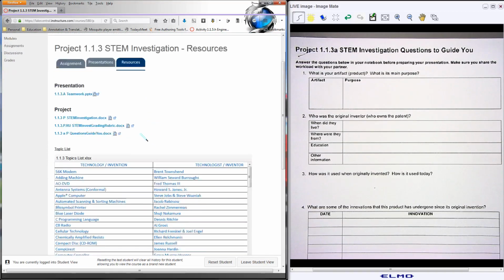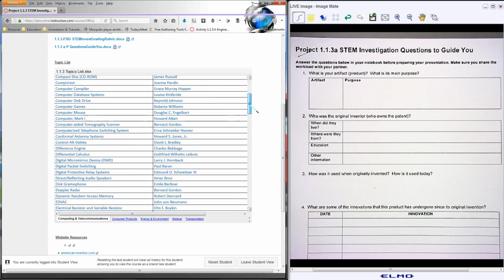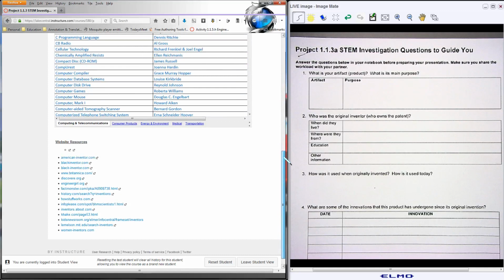So there might be a presentation that you'll need to access that we looked at in class. The project will have the different sheets or handouts that were given. In this case, the STEM investigation is the assignment that you're looking at here on the right, the questions to guide you. So we'll need to access that file if you don't already have it. That'll be this worksheet that we see here on the right. And then there'll be some topics that you'll pick from here on this list and some resources that you'll use.